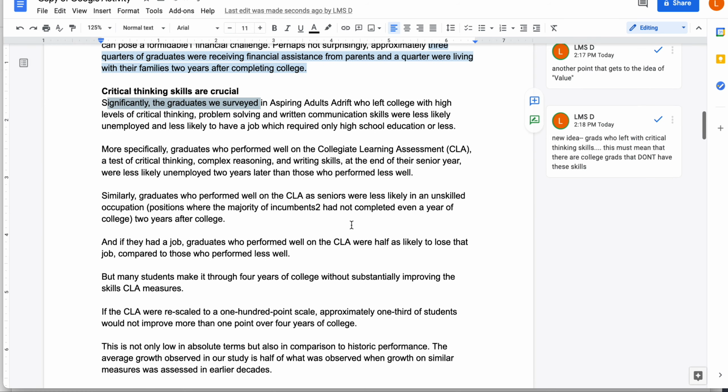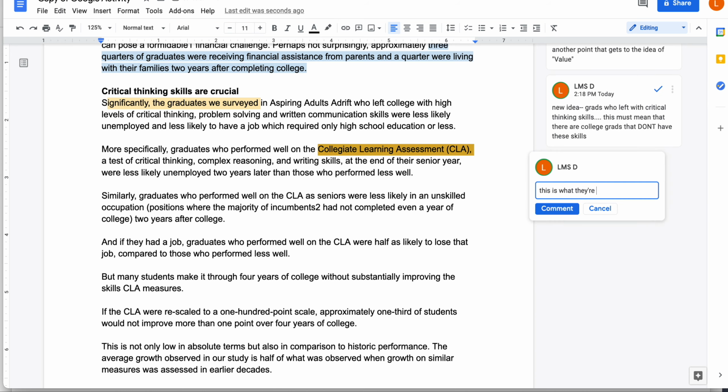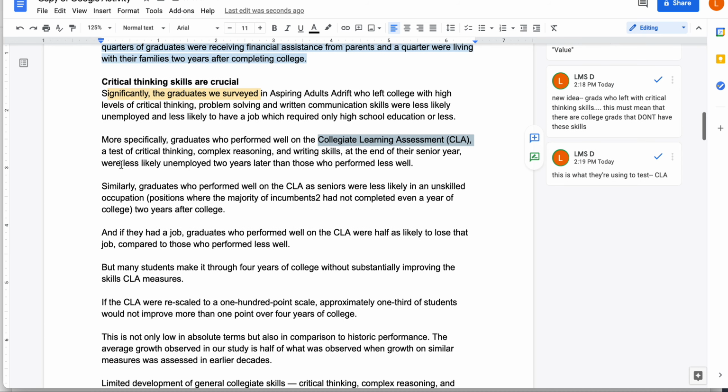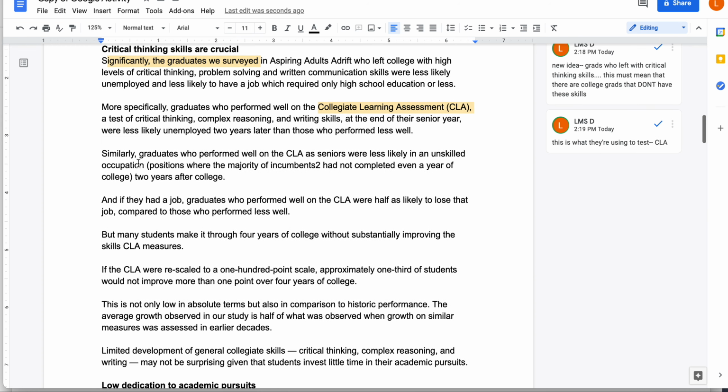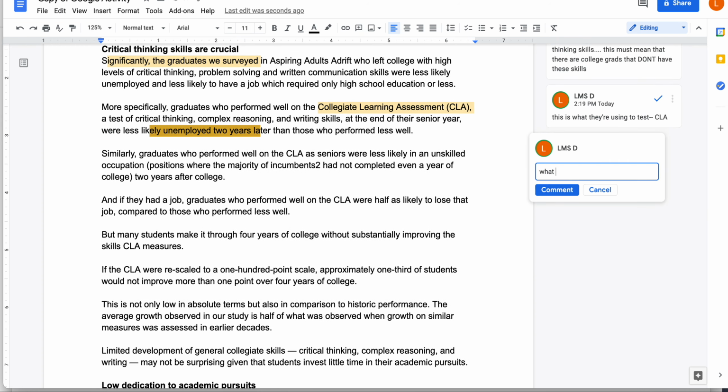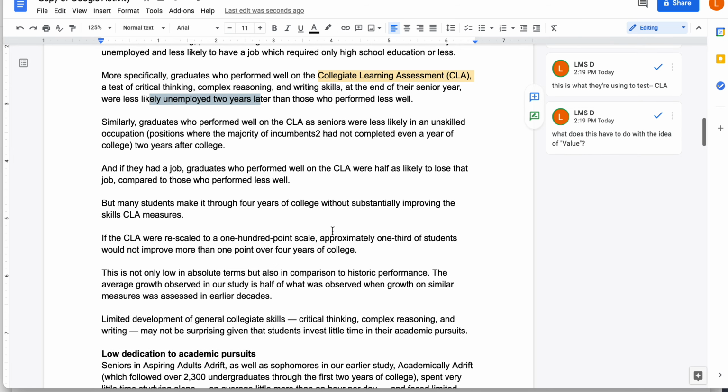Okay, so then I'm going to keep going. So graduates who performed well on the college learning assessment, I'm going to go ahead and just make a note that this is what they're using to test, because it seems important and I might want to get to it later. Were less likely unemployed 2 years after those who performed less well. So the thing about this right now I'm asking myself is, what does this have to do with value of college? And I might even put that down there, because it seems like it's kind of on a different topic.